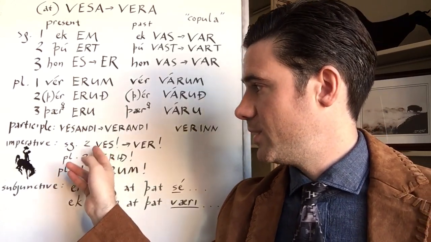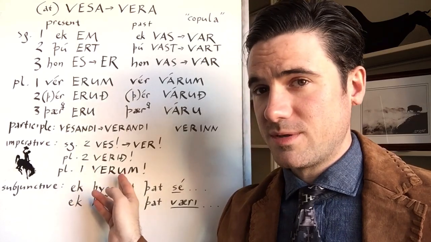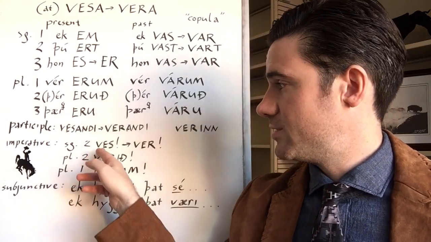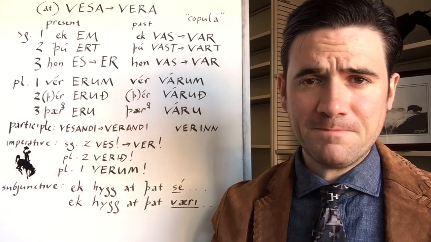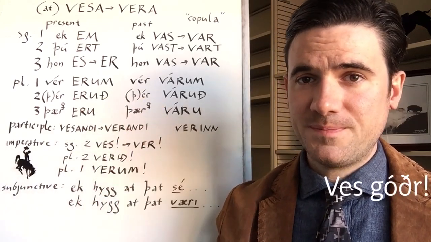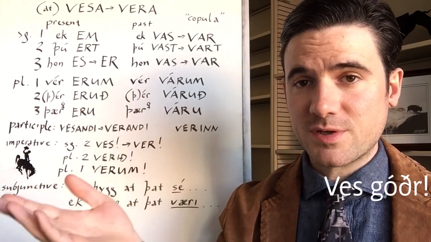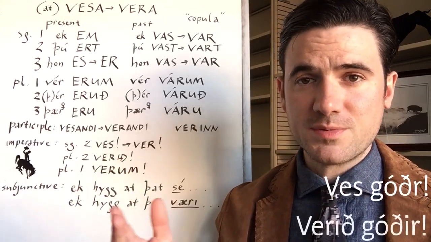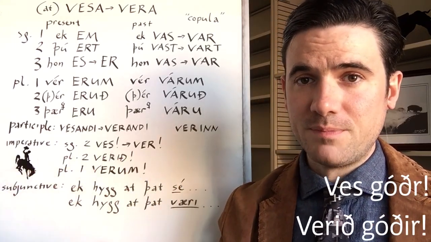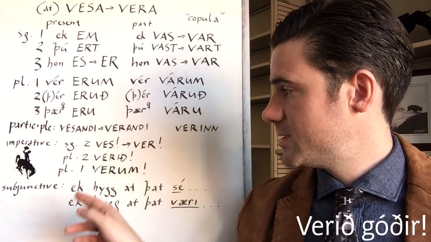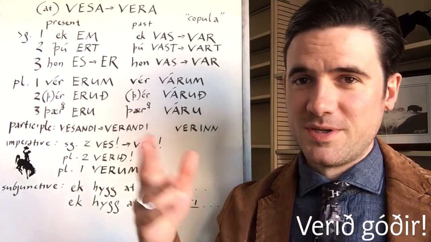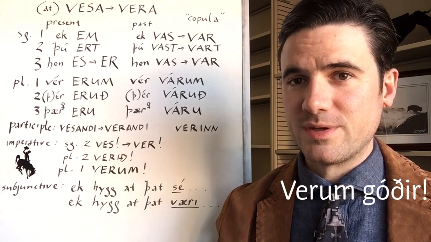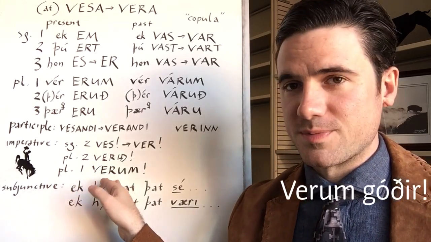The imperative, we actually have different forms for all three of these categories, unlike in English where it's just one. So if I want to tell one person to be good, I'd say ves góðr, maybe if I'm talking to one man. Multiple people, be good. If I'm talking to multiple men, verið góðir, be good, a command. Or let's be good, talking about myself and some other men, verum góðir. All right, let's be good. This is the first person plural imperative.